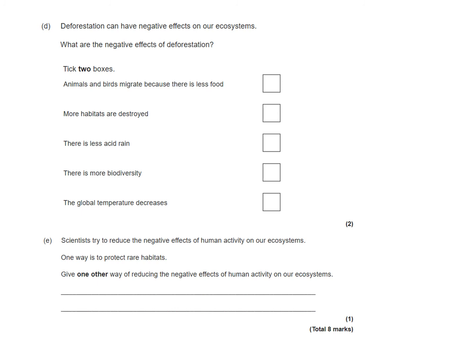And then the bottom one, E. Scientists try to reduce the negative effects of human activity on our ecosystems. One way would be to protect rare habitats. Give one other way. One other thing that I've mentioned so far in this video that you think could help reduce the negative effects of humans living in an area.